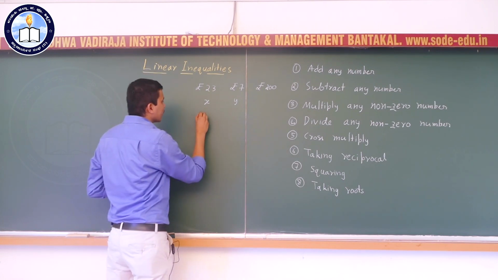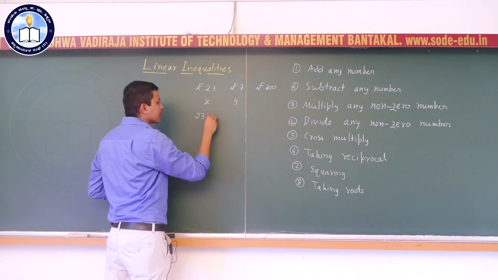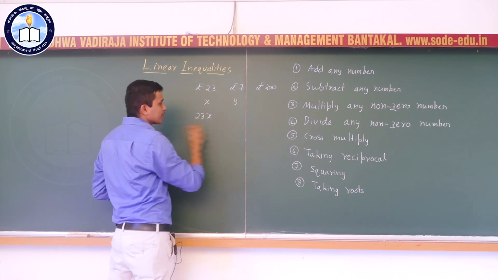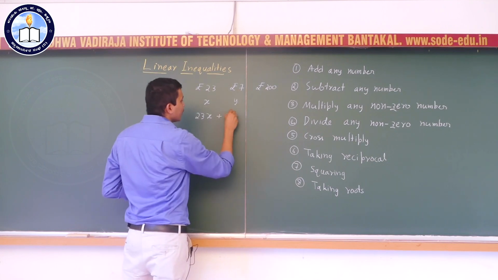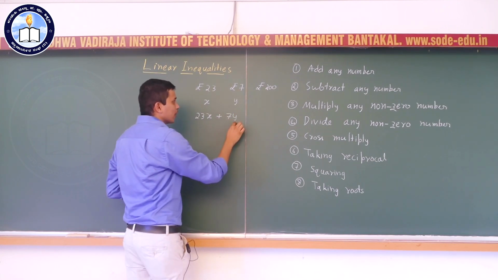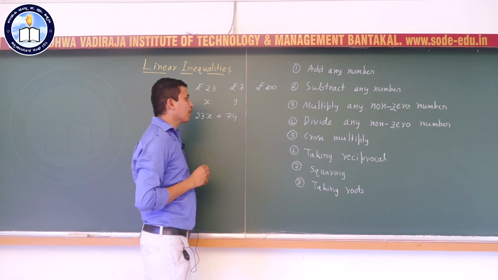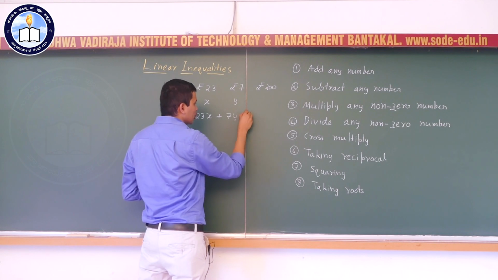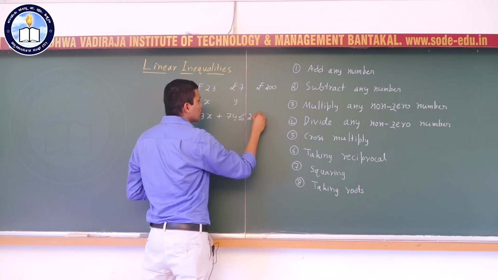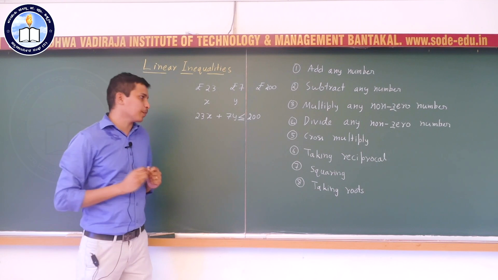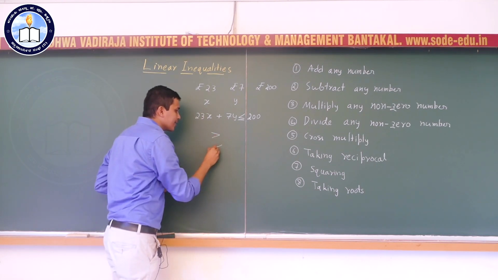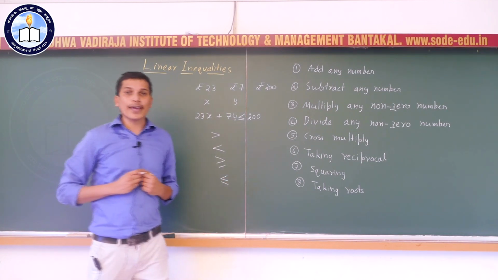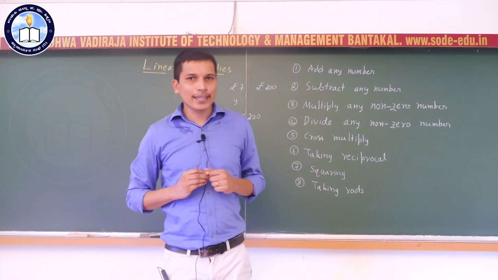So in that case it comes like this. It is 23 into X, the money invested in X number of pens, plus 7 into Y, the total invested in Y number of erasers, and the total cost cannot be more than 200, it should be less than or equal to 200. Whenever such symbols come, greater than, less than, greater than or equal to, or less than or equal to, such expressions we call inequalities.